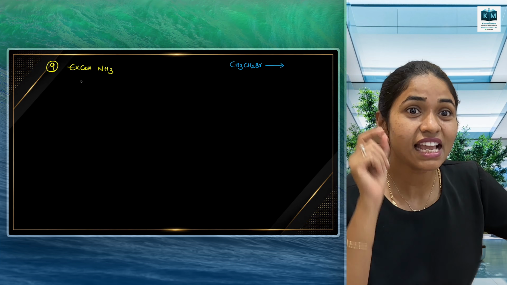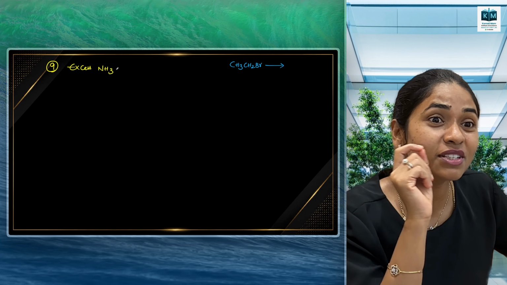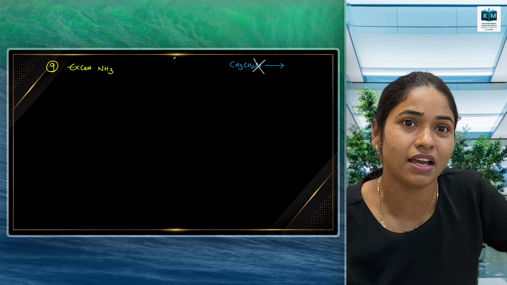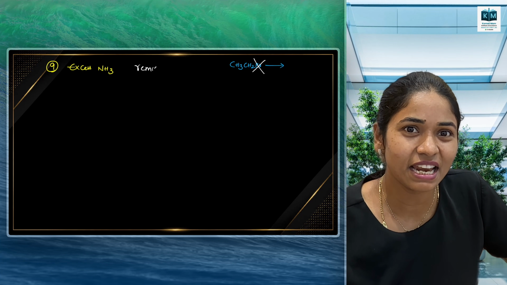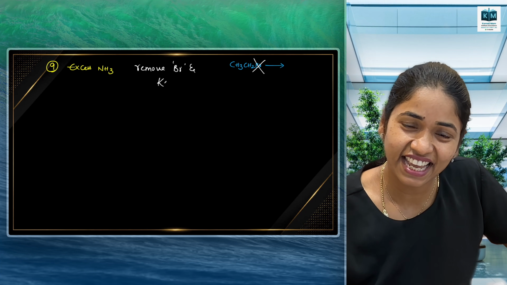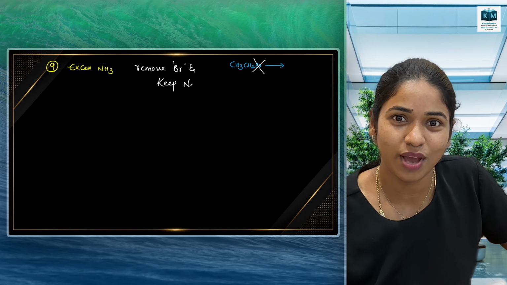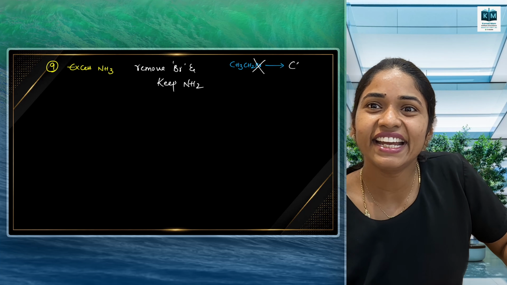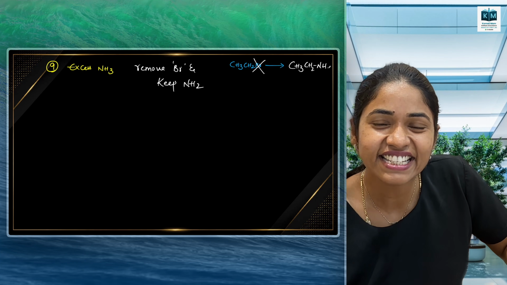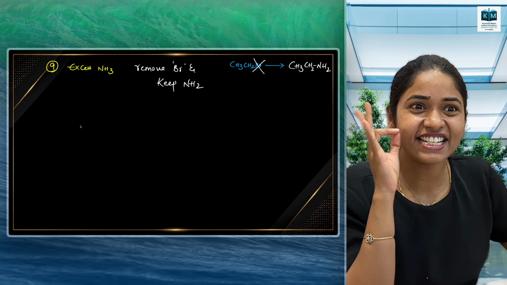9th one. Excess ammonia. When you see excess ammonia, primary amines are the products. Remove the Br. The trick is remove Br and keep NH2. So you will get CH3, CH2, NH2. That's it. 9 reagents you completed.